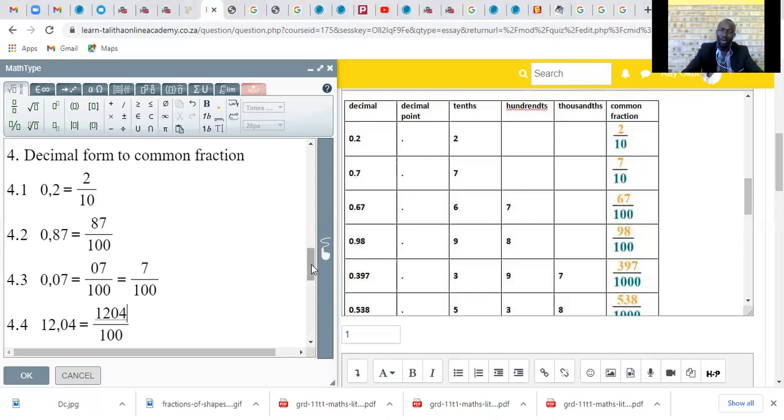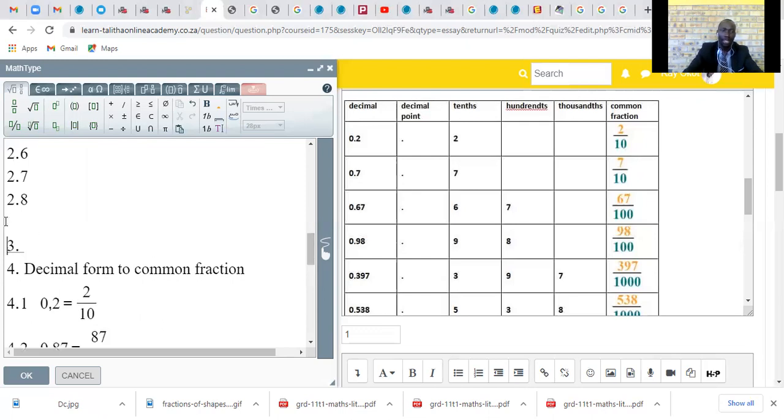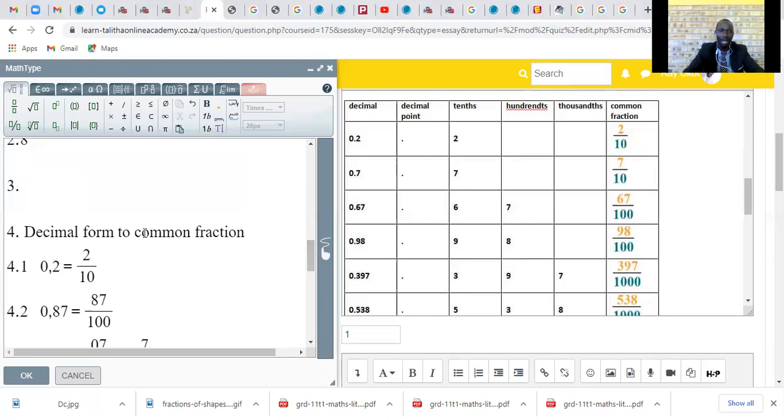Well, how about if we want to take the reversed route? How do we deal with that? That means we now have to move to question 3. Okay, question 3 is the exact opposite of what we did in question 4. So really quick and in a fast way, question 3 requires us to write common fractions to decimal fractions.